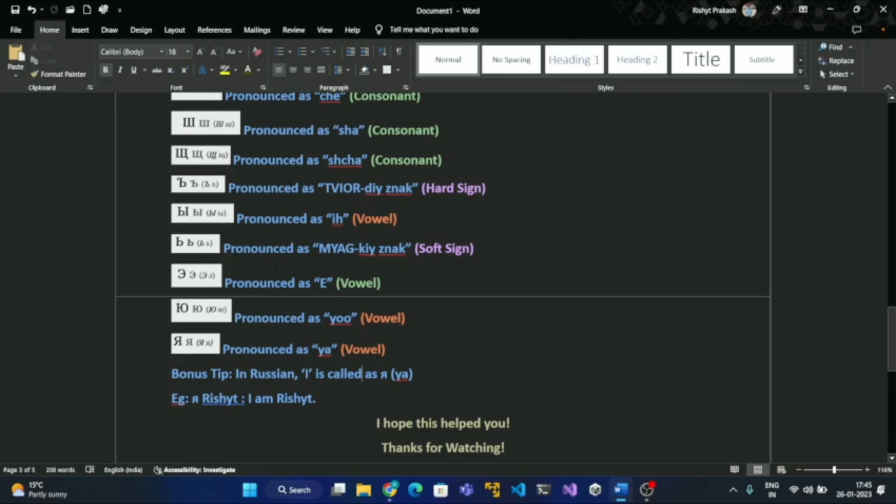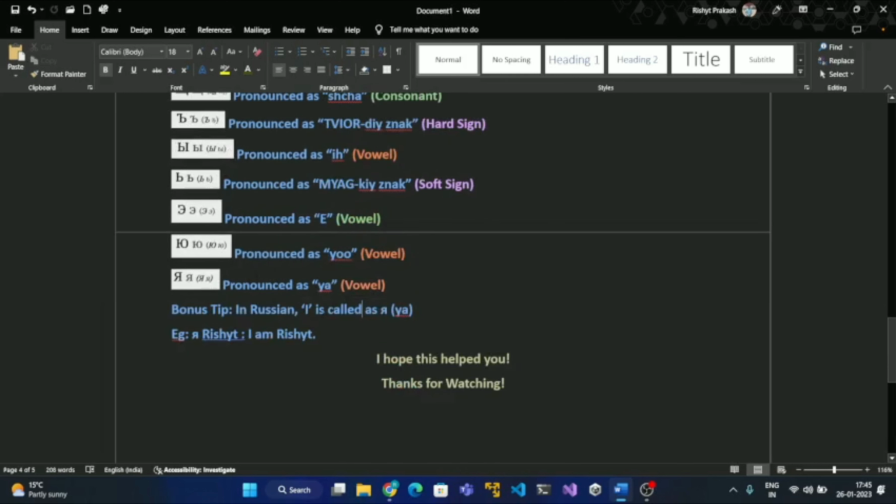Then we have E, which is a vowel. Then we have Yu, which is a vowel. And the last one also is a vowel, pronounced as ya, ya. And a bonus tip I would like to give over here is that in Russian, the English I is called ya. So if you write, for example, I write ya Rishit, it would mean I am Rishit.